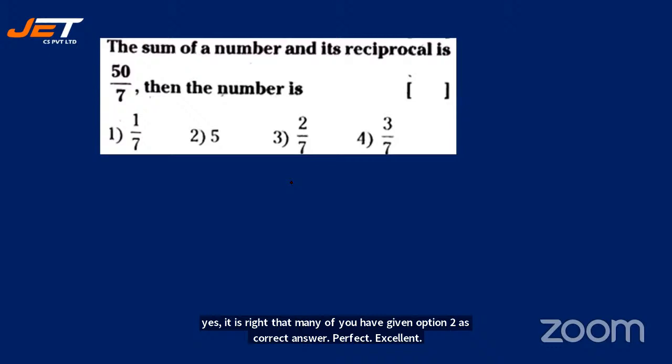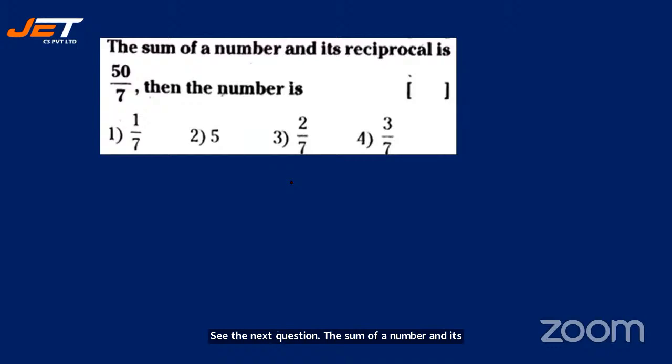The sum of a number and its reciprocal is 50 by 7. All right. So what is the number? So quickly work it out and give it to me. For those who have not understood, we are doing it. So we are assuming let the number be x. So what would be the reciprocal of x? It would be 1 by x. Is it right? So quickly work out, students. So what is the sum of x and the reciprocal of x? They have given it as 50 by 7.